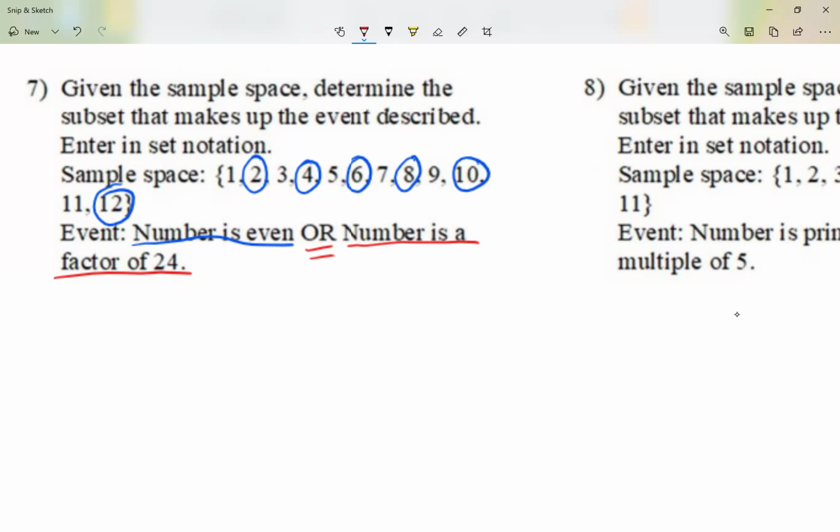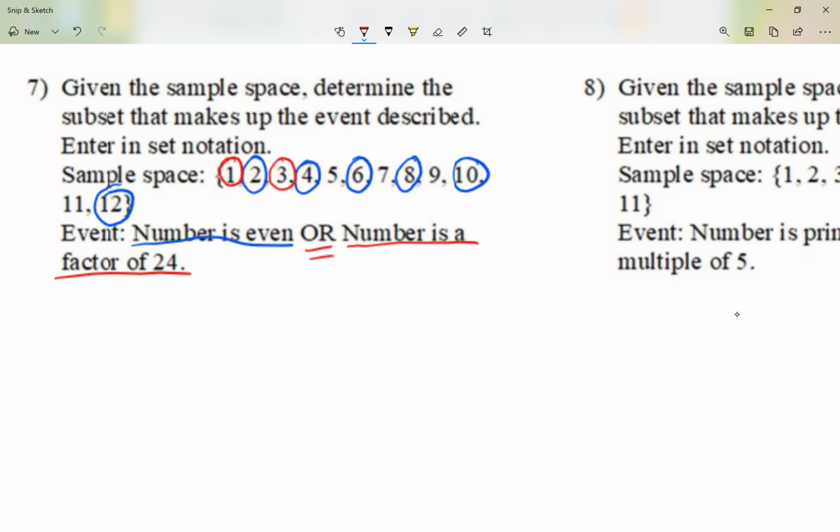Okay, so let me circle numbers that are factors of 24. I can circle 1. That's a good choice. 2 is also a factor of 24, but it's already circled, so I don't have to circle it again. I can circle 3, right? 4 I can also circle because 24 divided by 4 gives me a whole number. It's already circled, so I don't have to do it.